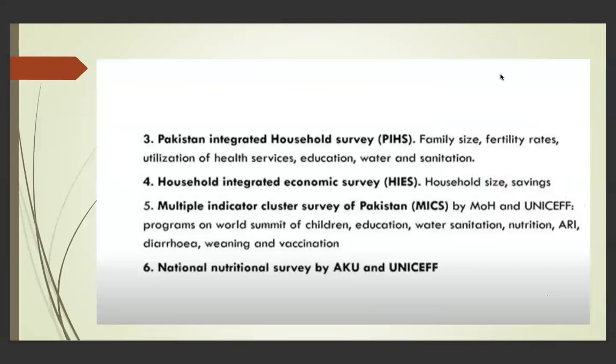The third includes the Pakistan Integrated Household Surveys, which estimate family size, fertility rates, utilization of health services, education, water, and sanitation. The fourth includes Household Integrated Economic Surveys, which estimate household size and savings. The fifth is the Multiple Indicator Cluster Survey of Pakistan by the Ministry of National Health and UNICEF, covering programs on World Summit for Children, education, water, sanitation, nutrition, ARI, diarrhea, weaning, and vaccination. And the sixth is the National Nutritional Survey by the Aga Khan University and UNICEF.